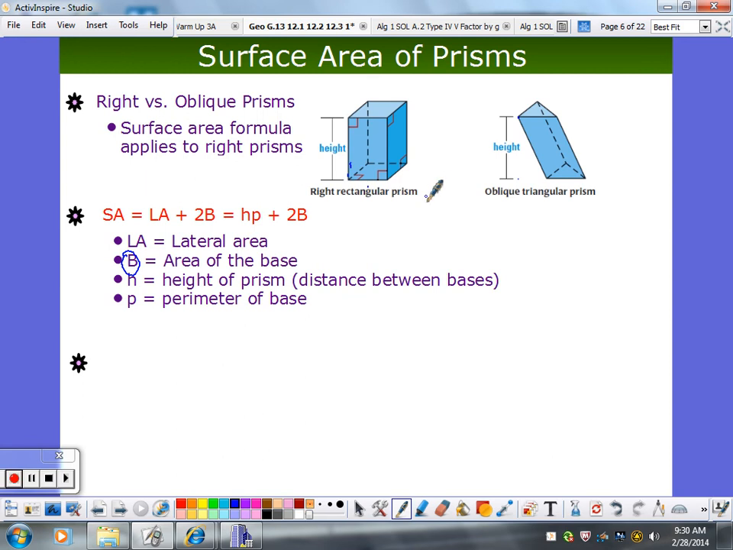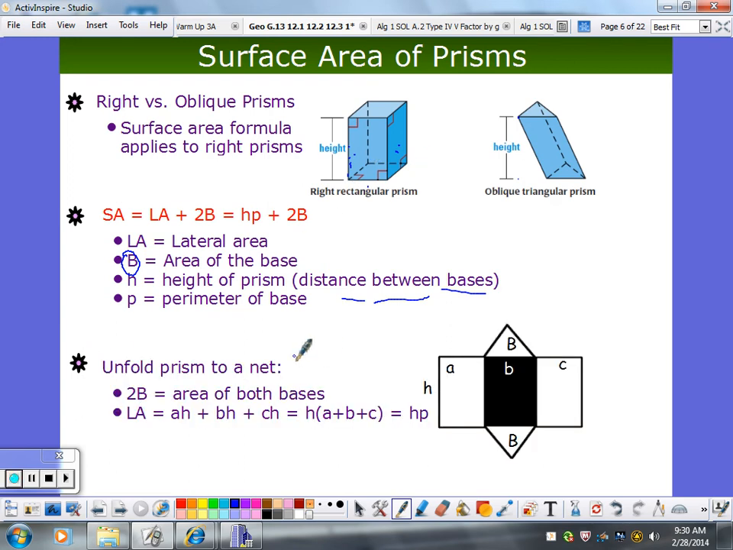If you turn this one the other way and say, well, I think these are the bases, you can do that, but now your height would be this way. So the distance between the bases is important. And the small p represents the perimeter of the base. So if this is your base, the perimeter is the sum of the sides all the way around.